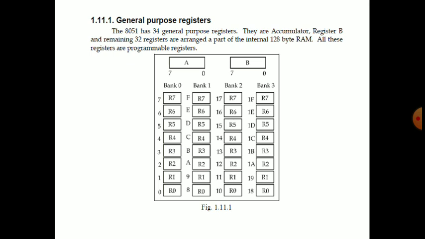What is the number of general purpose registers in case of 8051? They can mention 34, 32, 30, 24, and they can ask the address of this register bank. What is the address range of bank 0? Address range of bank 3. Next, whether the accumulator is an 8-bit register or 16-bit register, that is going to be a simple question. Such types of questions you can expect.